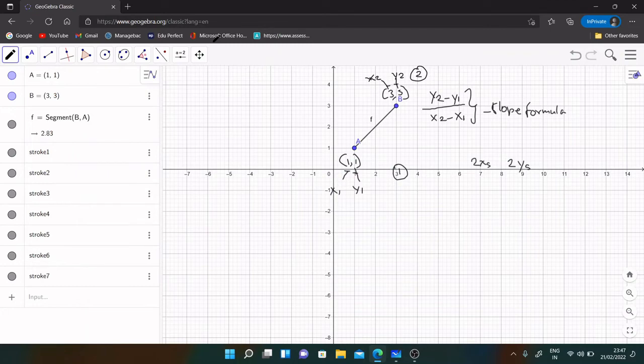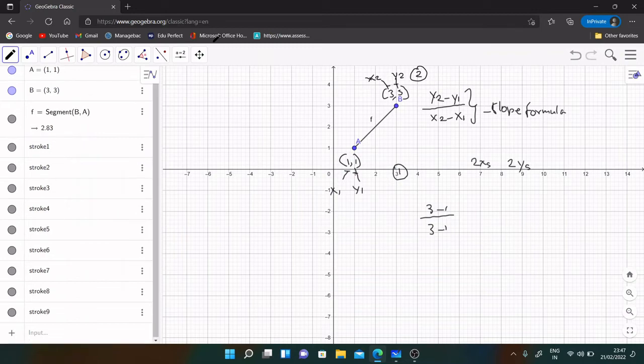So let us find the slope of this. Now we said this is going to be our y2. So 3 minus 1, done. What is our x2? 3. 3 minus 1 again. So 3 minus 1, 2. 3 minus 1, 2. 2 divided by 2 would give us 1. The slope of this line, or we sometimes call it the gradient, is 1.